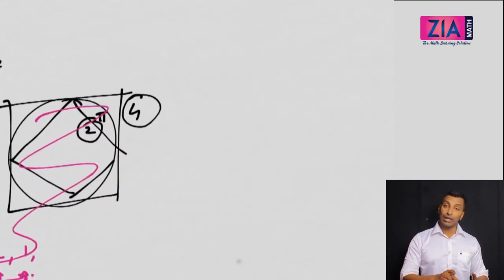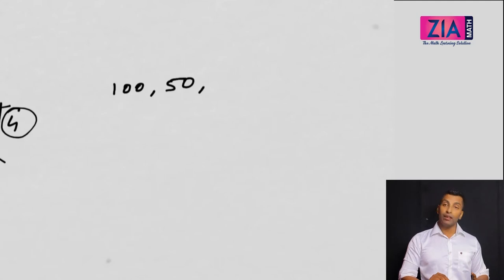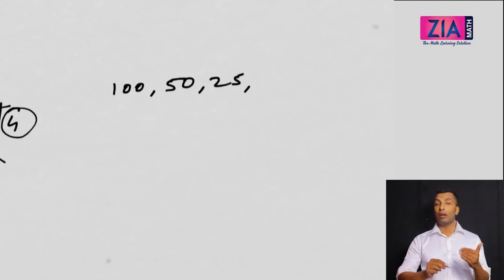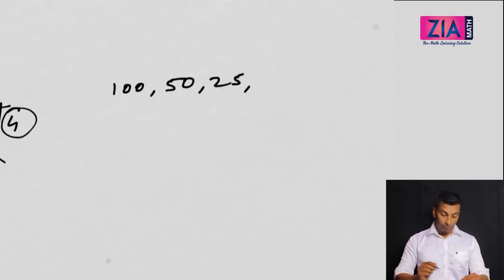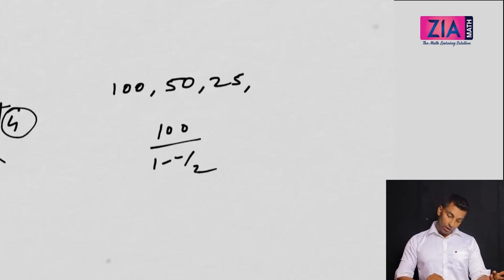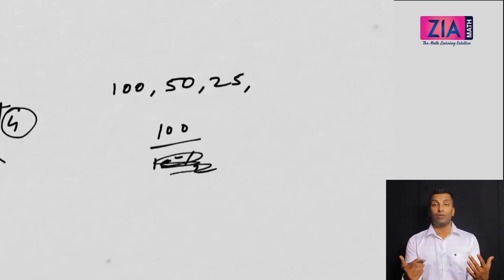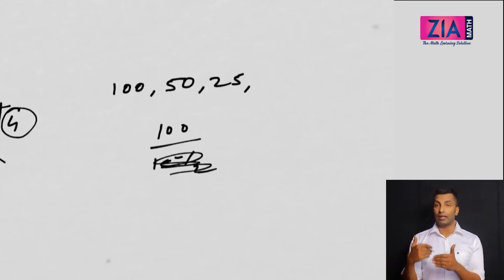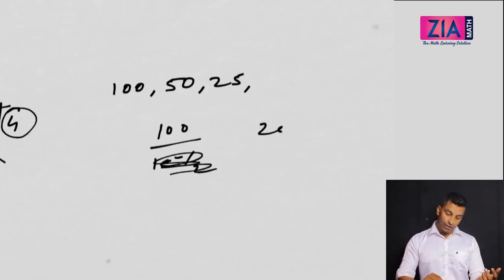Why? Because what you're actually getting is a decreasing GP. If one side is 10, the first area will be 100, second will be 50, third will be 25, next will be 12.5, and it will go on. So it's a decreasing GP where the common ratio is 1 by 2. Your answer will be 100 by 1 minus 1 by 2. Now this common ratio is always 1 by 2. That's why I told you to take twice of it, because 1 minus 1 by 2 is always 1 by 2. Now when that 1 by 2 goes to the numerator, it becomes multiplied by 2, right? So you will get it as 200.